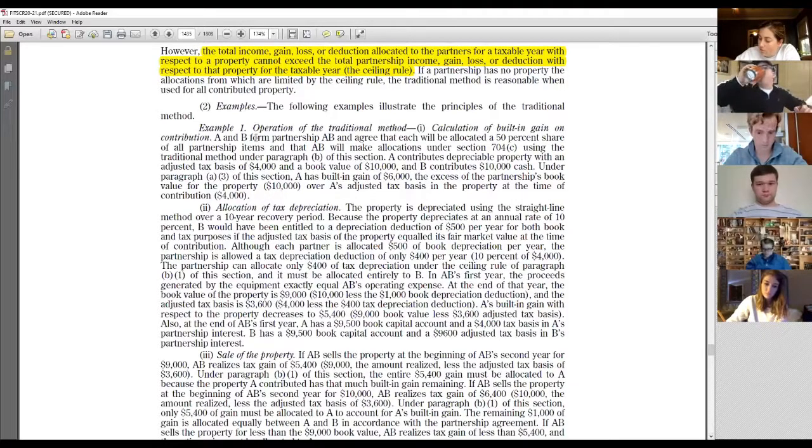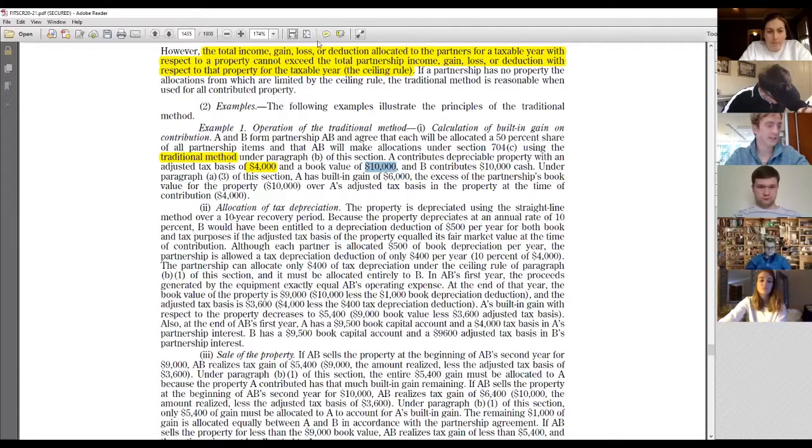We have A and B. They're each 50-50 partners of everything, except for 704C. 704C has the requirement to allocate the built-in gain in accordance with 704C principles. They're going to use a traditional method. And A is contributing depreciable property with a tax basis of 4 and a book value of 10. And B is contributing cash.